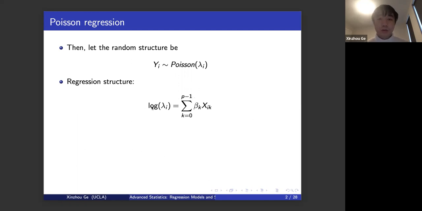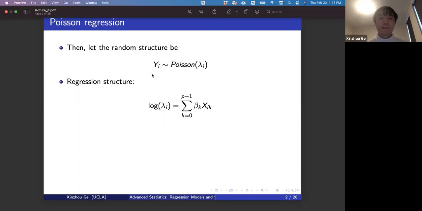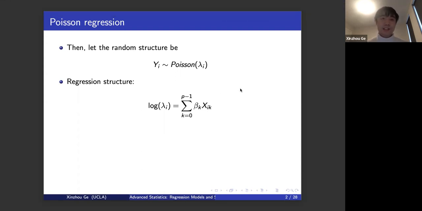So here we need this log transformation on the Poisson parameter because the right-hand side will take values from negative infinity to positive infinity. However, this lambda only takes values which are non-negative. So we need to take the log transformation to make sure that the left part and the right part have the same range. And this is the structure.